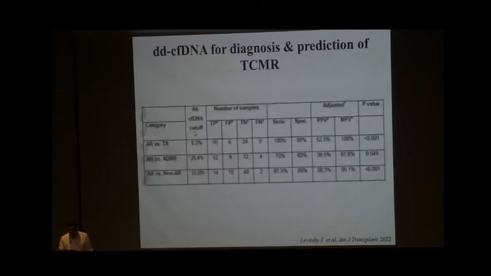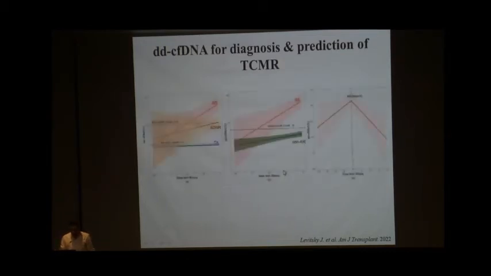And the cutoff that has come from this study is 5% to differentiate between acute rejection versus normal transplant, and more than 20% differentiates acute rejection from other causes of graft dysfunction, although sensitivity takes a hit when we are comparing acute rejection with other causes of graft dysfunction. Sorry, specificity takes a hit.